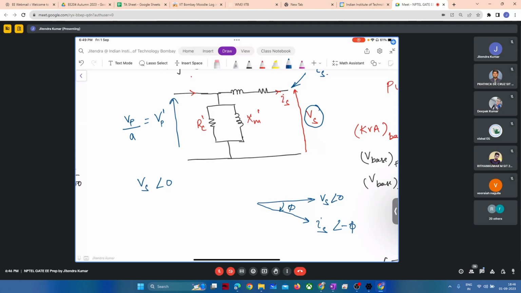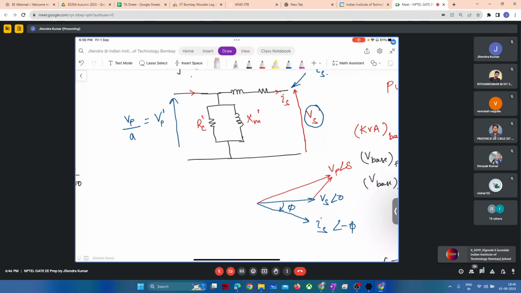That phi angle will be reflected here as well. Now you have to identify the VP. VP will be nothing but Vs plus Is into Zs, right? If you see, you will get some vector here. That angle we will compute in the problem, and that will be your VP. It will lead the Vs by some angle, let us say delta, because in power systems we call this angle delta. So here we are clear with the angle and the reference parameters. Now we have to compute VP dash.